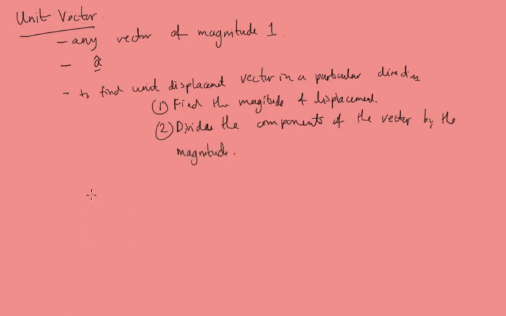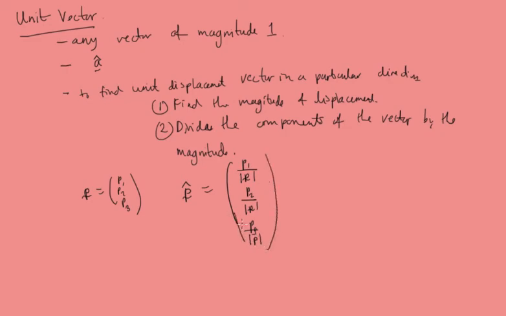So if you have some vector P with values P1, P2, P3, then the unit vector would be P1 divided by the magnitude of the vector, P2 divided by the magnitude of the vector, and then P3 divided by the magnitude of the vector. Let's do an example to make that more clear.